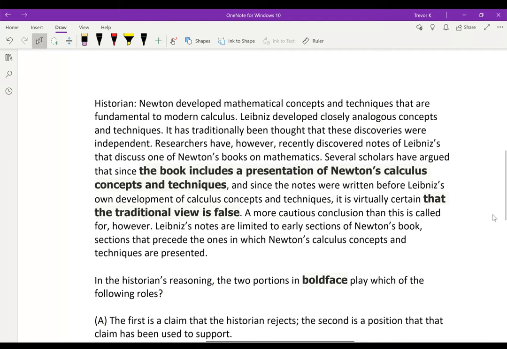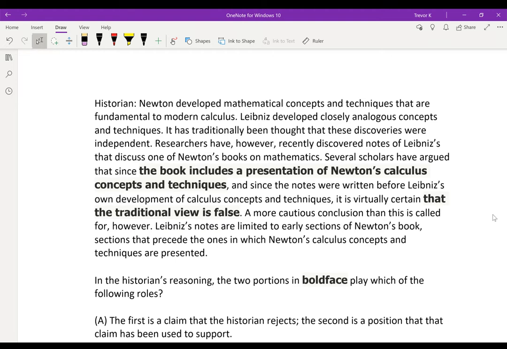Let's go on to our next one. All right, so our next one, we're going to do the same thing again. We're going to track our reasoning and our conclusion. Hopefully we'll be a little more careful. So historian: Newton developed mathematical concepts and techniques that are fundamental to modern calculus. Leibniz developed closely analogous concepts and techniques. It has traditionally been thought that these discoveries were independent. Researchers, however, just recently discovered notes of Leibniz's that discuss one of Newton's books on mathematics.